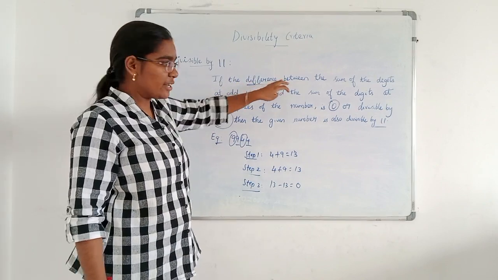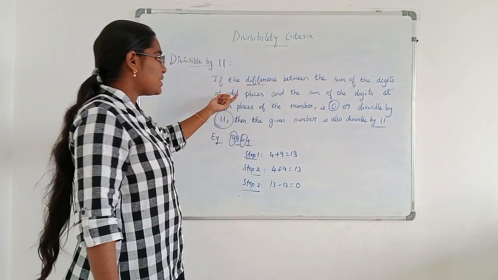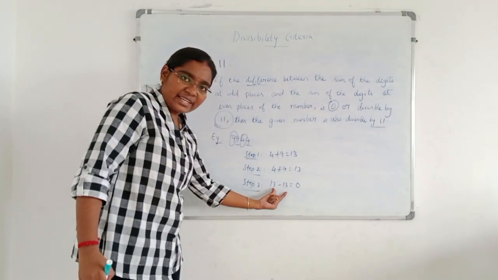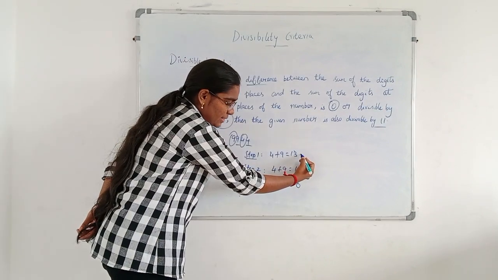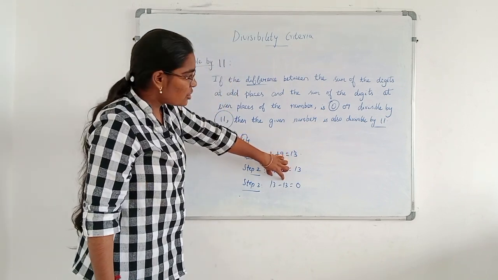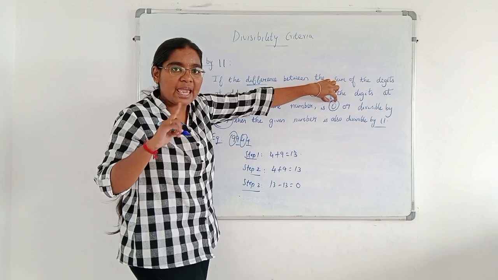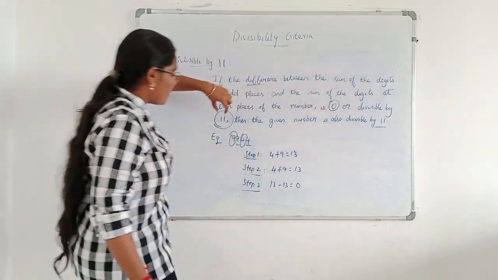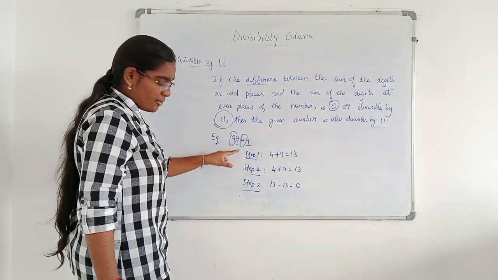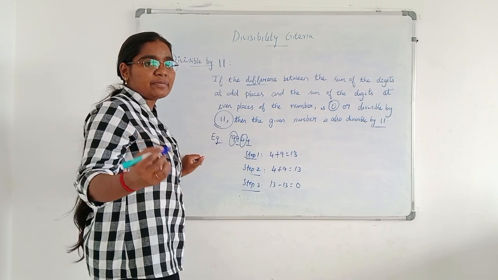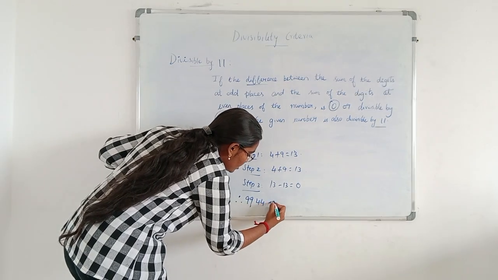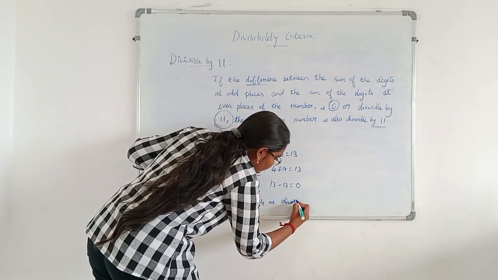If the difference between the sum of the digits at odd places and the sum of the digits at even places, that difference should be either 0 or divisible by 11. So, here this difference is 0. Therefore, this whole number is divisible by 11. So, therefore, 9944 is divisible by 11.